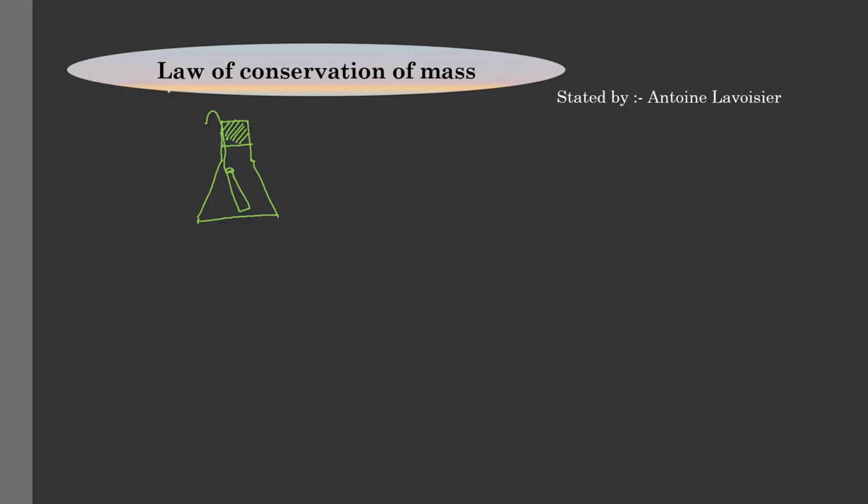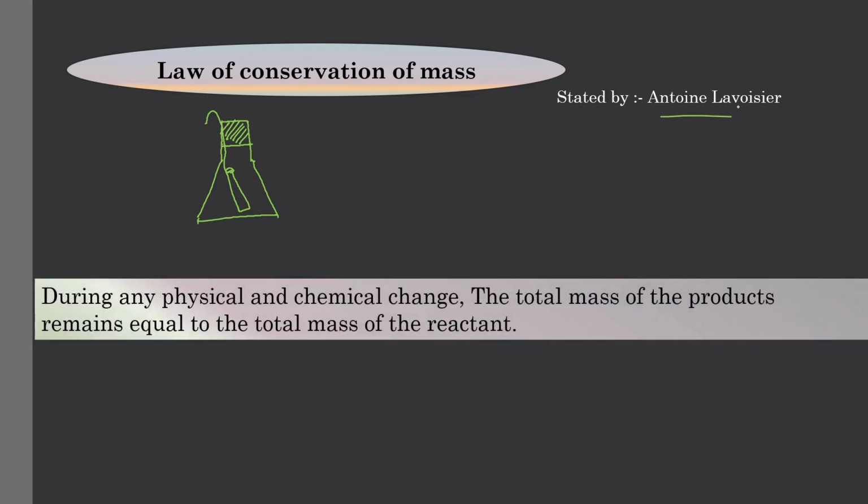The first, as mentioned, is the law of conservation of mass, given by Antoine Lavoisier, that states during any physical and chemical change, the total mass of product remains equal to the total mass of the reactant. So whenever we write an equation, we first have to write the reactant and afterwards the product. After calculating their masses, we'll get to know that their masses are equal. The mass of reactant is equal to the mass of the product. There are multiple experiments done to prove this law.